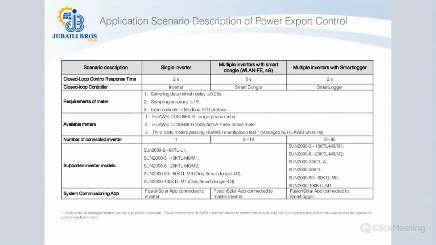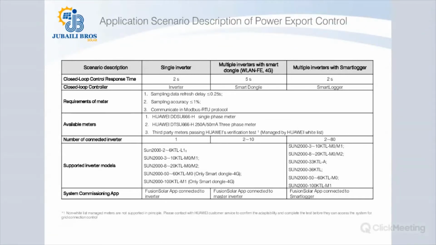The number of connected devices in the single inverter scenario will be 1 inverter, and for multiple inverters with a 4G dongle or WLAN, it will be 2 to 10 inverters. And with multiple inverters with a smart logger, it can be up to 80 devices.